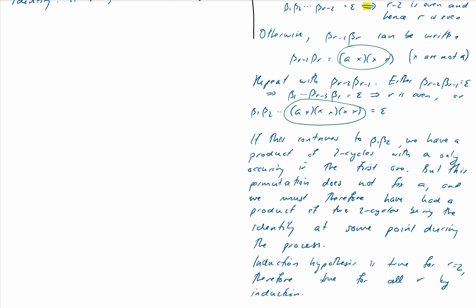Okay, so hopefully that made sense. It's a bit of a hard thing to write down quickly on a video, but what it said is that now we've shown by induction that if we have a product of 2-cycles equaling the identity, then necessarily that number of 2-cycles must be even.